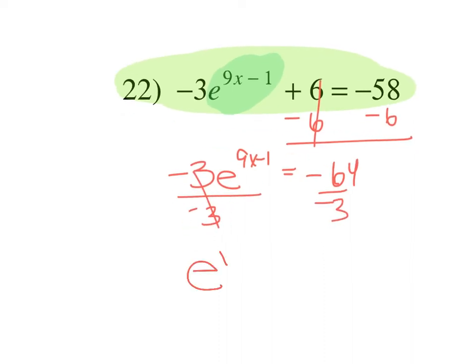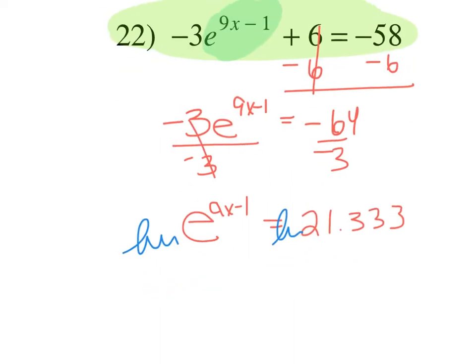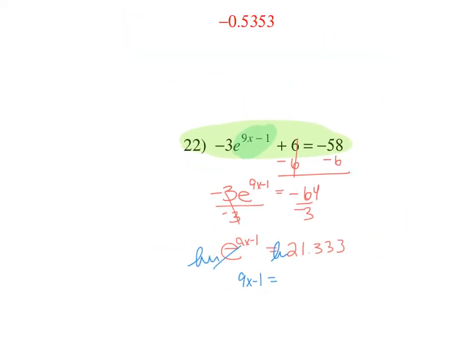So e to the 9x minus 1 equals, okay, what is it? You could leave it as a fraction. 21.333. Okay. Now, how do I get e to go away? Take the ln of both sides. So 9x minus 1 equals the natural log of 21.3333. Then what will we do once we got that number? Add 1, divide by 9. Good. Good. Is this seeming to be a little easier?